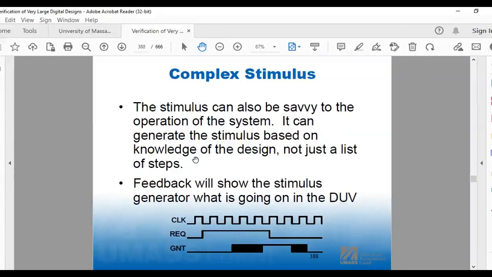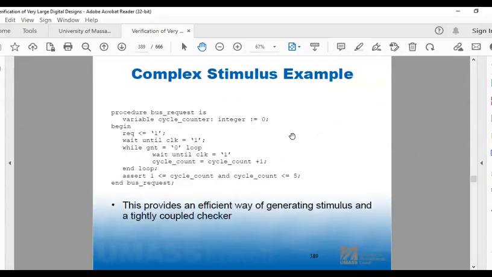So here's complex stimulus. When I do a request, I get a grant. The grant has to happen within these windows. And the response checker has to know that the request happened. And the stimulus has to know the grant happened, because when grant happens, the request goes away. So there has to be information in both directions. Here's basically what I just showed.